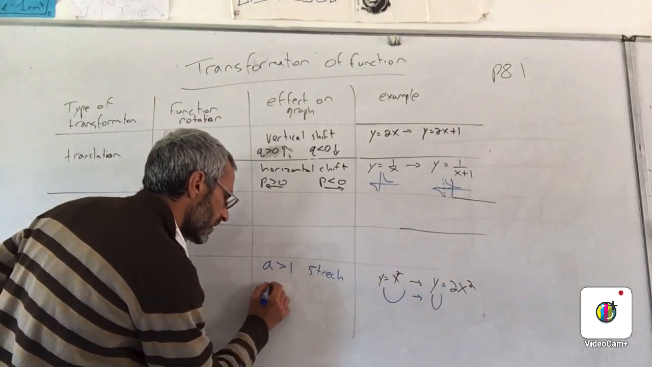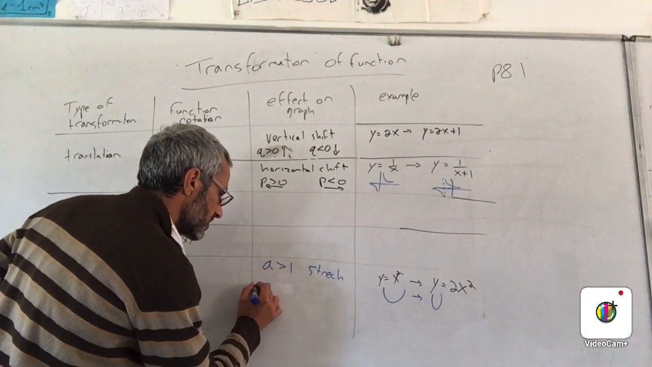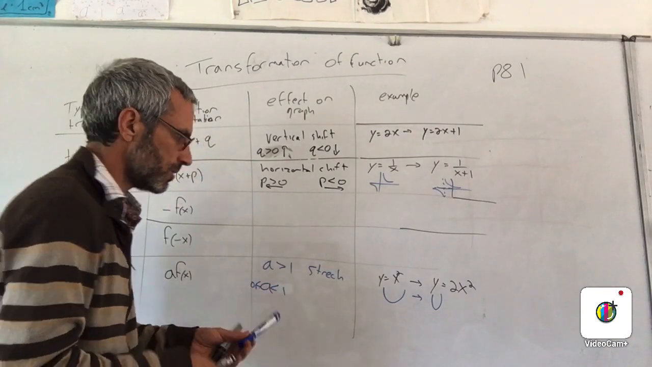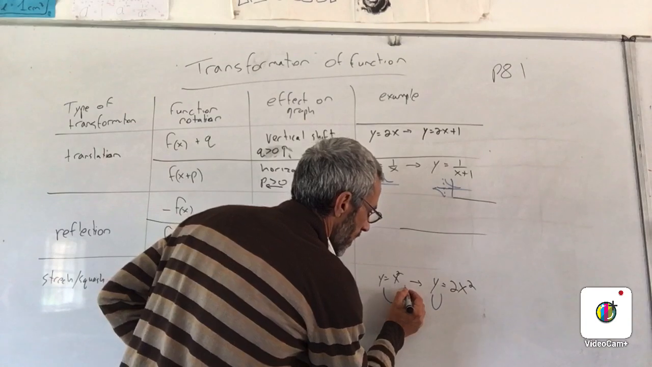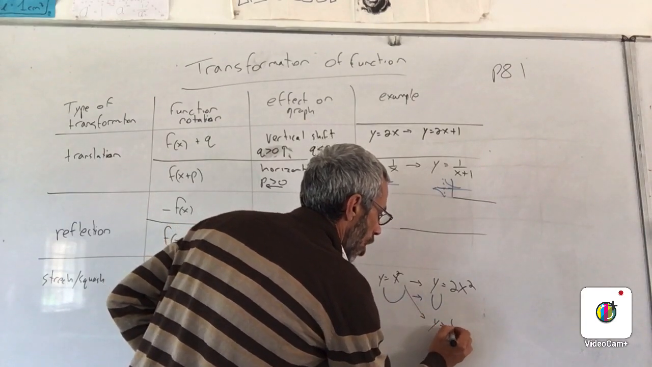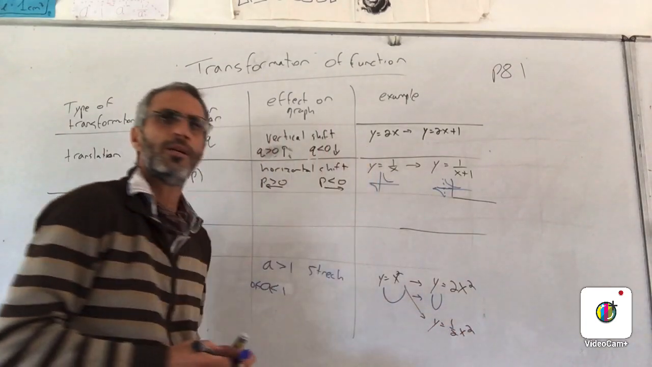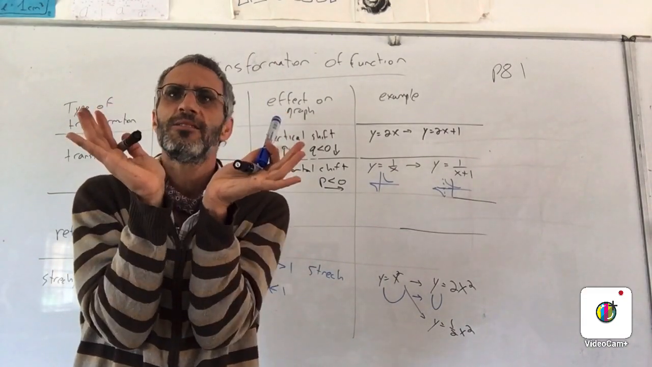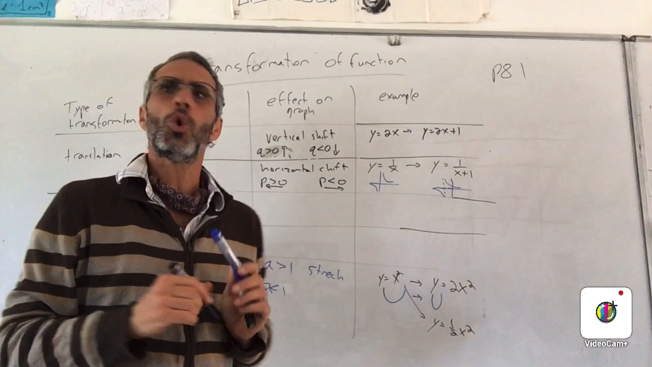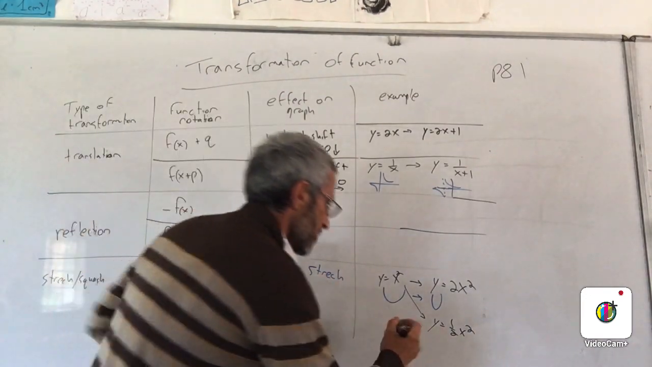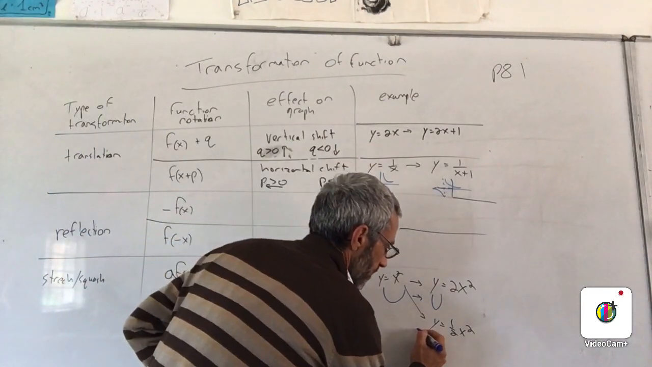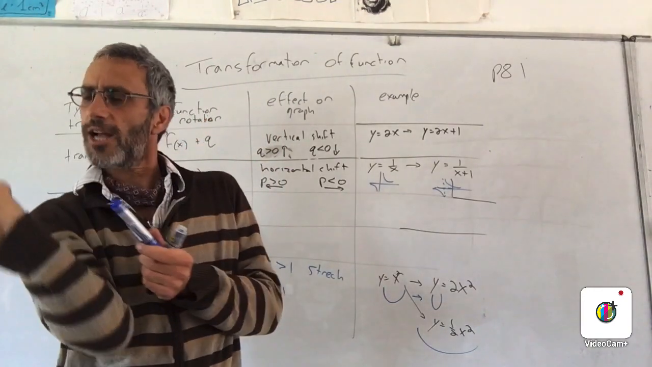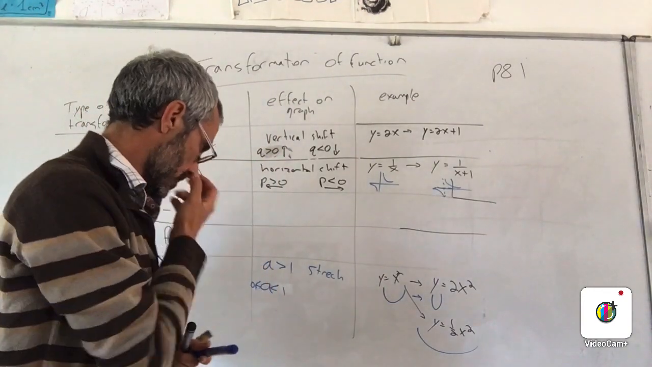If on the other hand A is between 0 and 1, for example, I can go from y equal x squared to y equal half x squared. Now it's going to be more flat, right? So we're going to call that a squash. So it's going to go this way. It's not stretched upward, it's actually squashed downward.